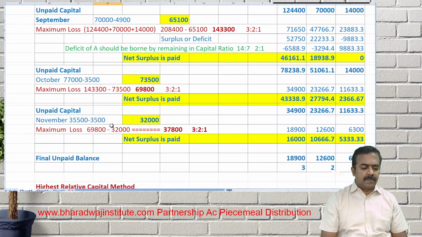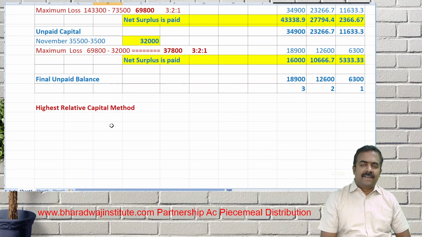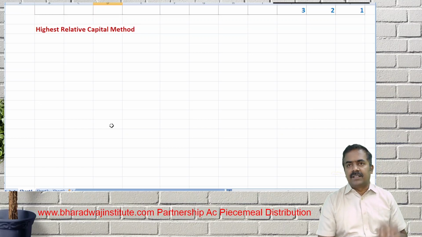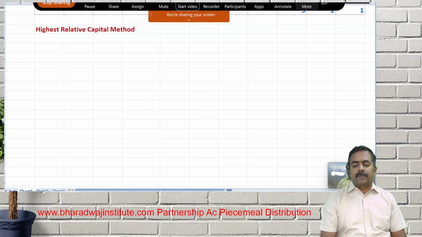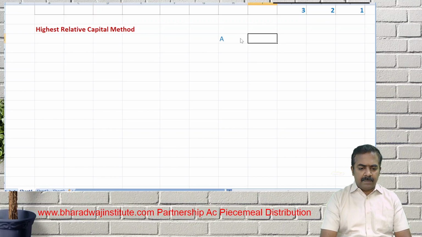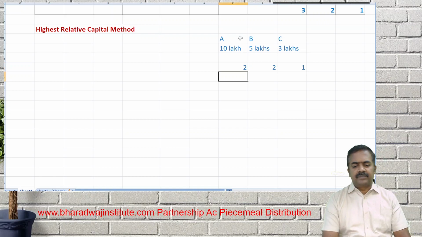Now, this is based on a principle. What was the principle behind the maximum loss method? If there is no further realization, partners will lose the money. This highest relative capital method's principle is very simple. The partner who paid more capital, the partner who invested more capital, should be returned first. What do you mean by more capital should be returned first? For example, let us assume there are three partners A, B, C. Let us assume A invested 10 lakhs, B invested 5 lakhs, C invested 3 lakhs. Let's assume profit sharing ratio is 2:2:1.